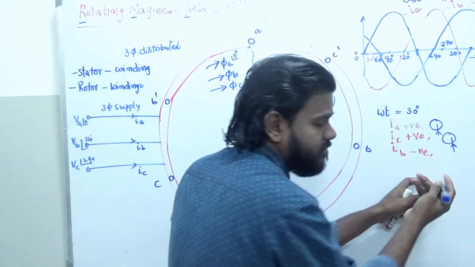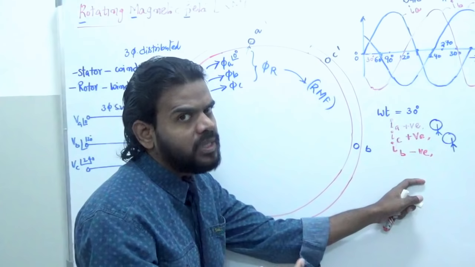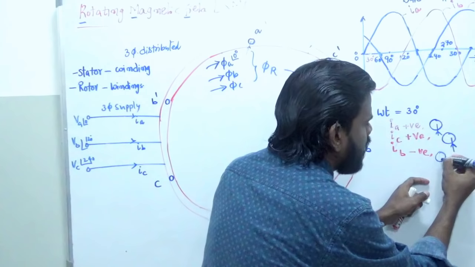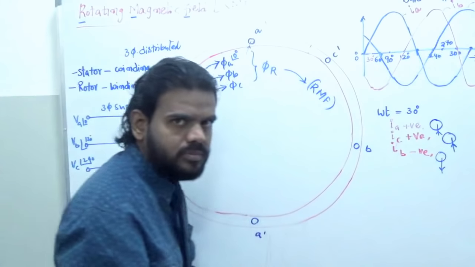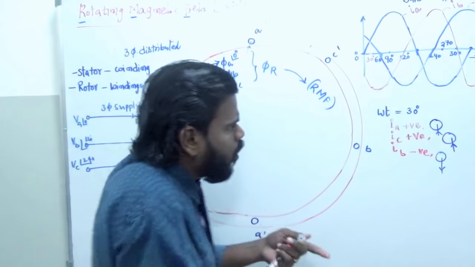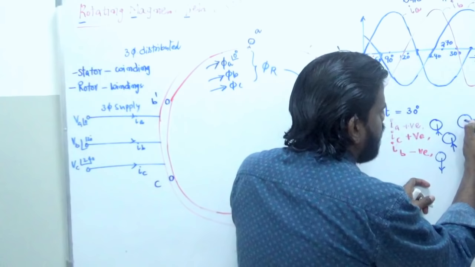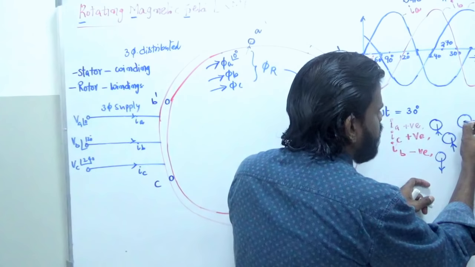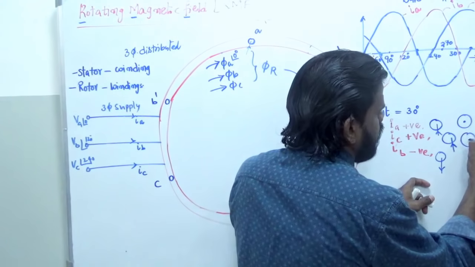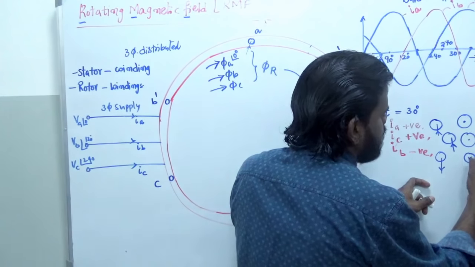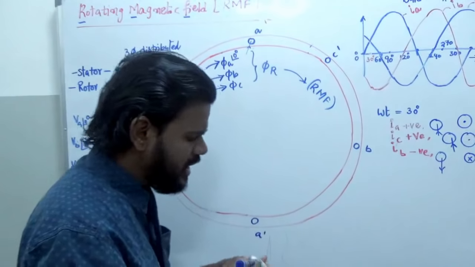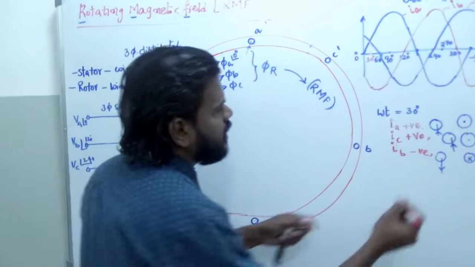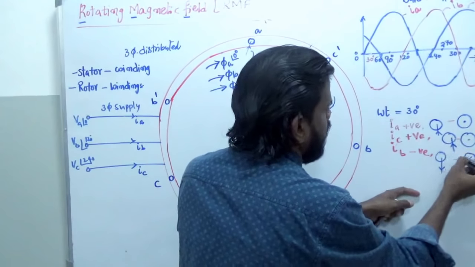And what about IB? The current is negative, which means the current is now coming out. You can indicate current going in with a dot and current going out with a star. Now these two are related, so let me indicate that here.